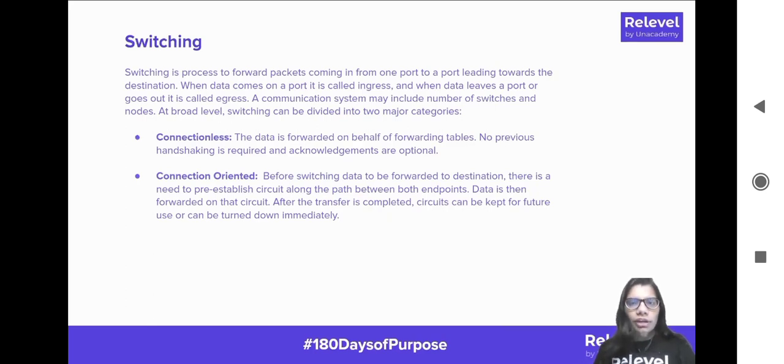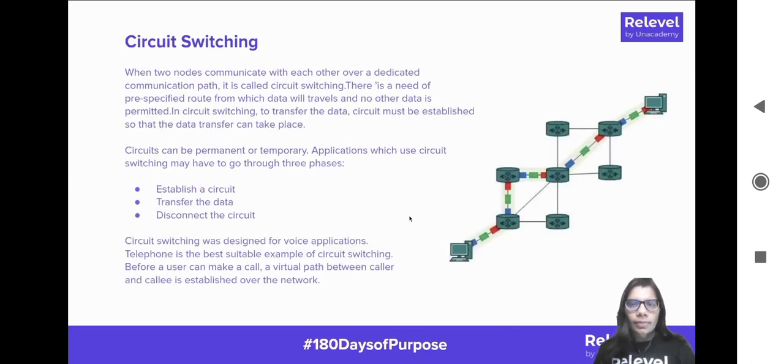In connection oriented switching, let's discuss what circuit switching actually is. When two nodes communicate with each other over a dedicated communication path, it is called circuit switching. There is a need for a pre-specified route along which data would travel, and no other data is permitted in. To transfer the data, the circuit must be established so that the data transfer can take place. Circuits can be permanent or temporary. Applications that use circuit switching go through three phases: establishing the circuit, transferring the data, and then disconnecting the circuit.